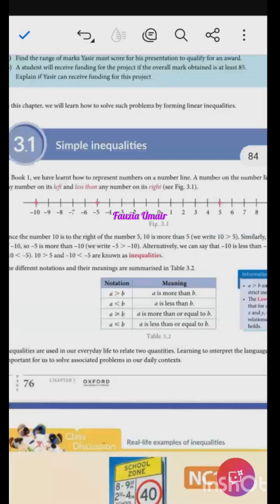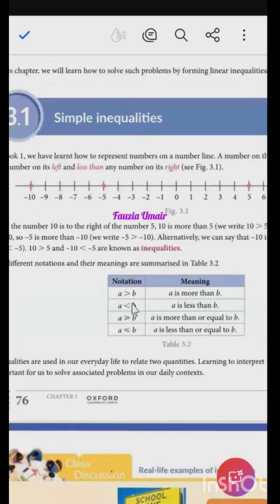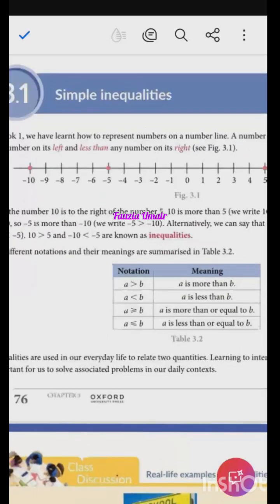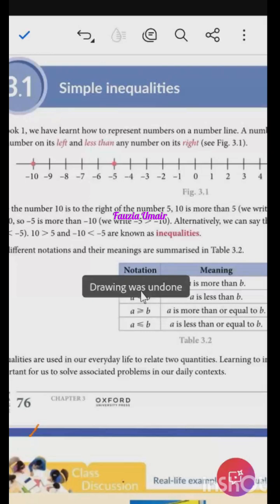Miss, in which paper do these inequalities come? In paper 1 or paper 2? Yes, in paper 1. Okay, Miss. But we will go to the end of this chapter, where there are the shaded regions of inequalities. They come in paper 2 as well. This part which we are going to do in the start will come in paper 1. The simple inequalities, solving them and plotting them on a number line, come in paper 1.